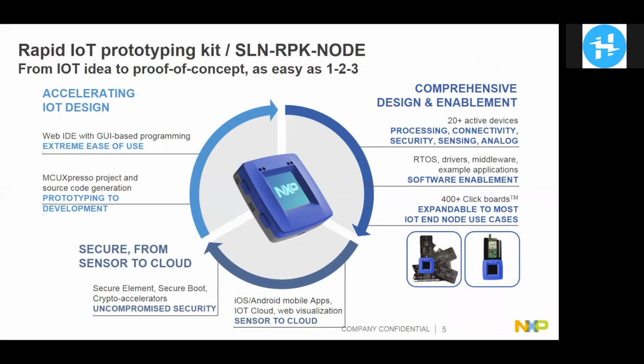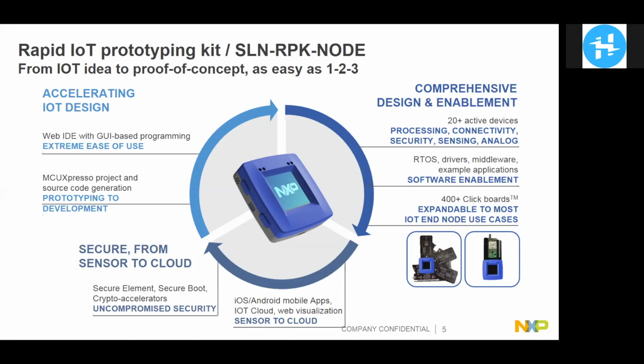First, it packs 11 unique NXP part numbers and 20 total devices. So we have selected the best of breed. We've pulled together all the important pieces that you will need for an IoT node. So of course that starts with sensing, the analog, the processing, and of course the connectivity. And being NXP, we included security, we built it right in.